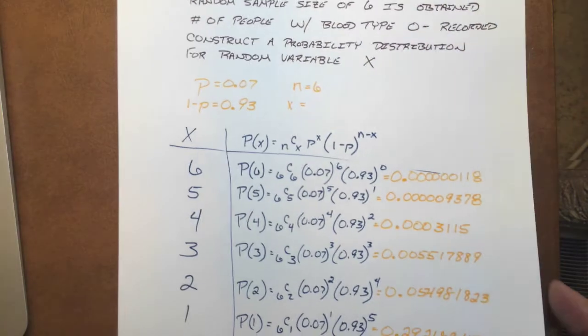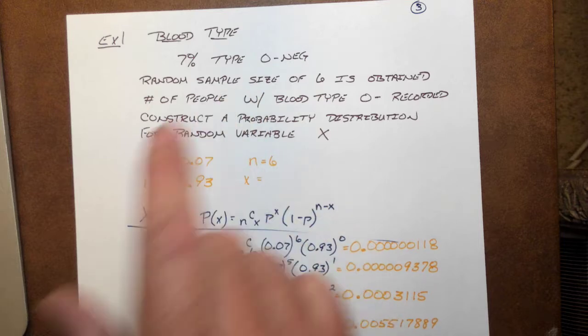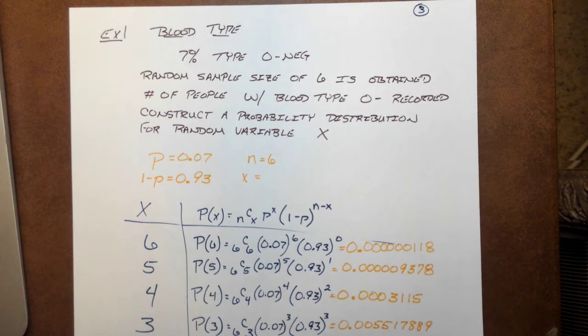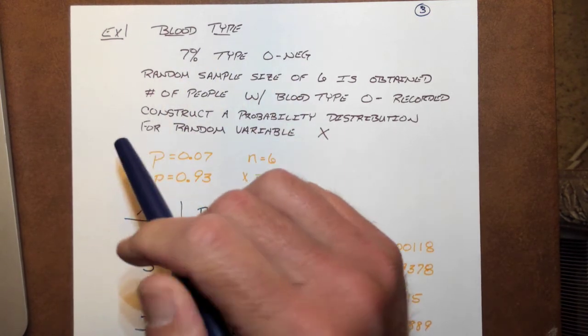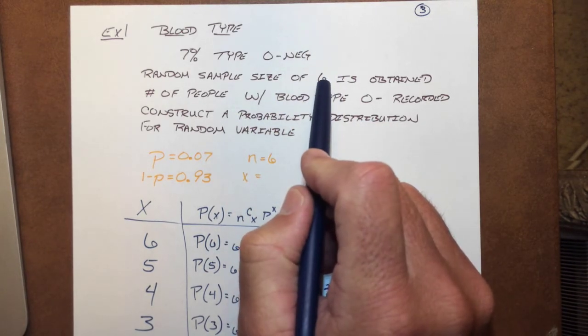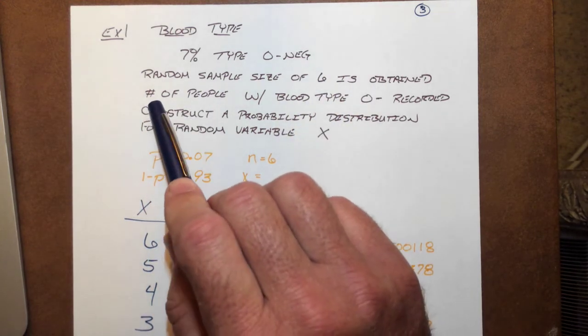Let's go with an example here now, and we're going to make a distribution chart out of this. Let's just say, for our example, we're in a problem, and there's 7% of the population is type O negative. I don't know for sure. I might have just kind of made this one up off the top of my head. But 7% of the population is type O negative. We take a random sample of 6. So we've done a random sampling, and it's 6 out of a certain number of people.